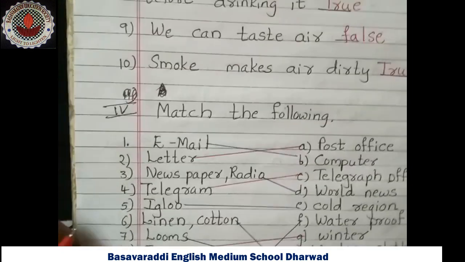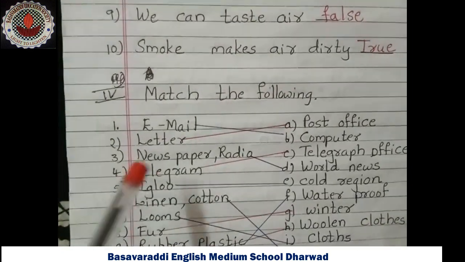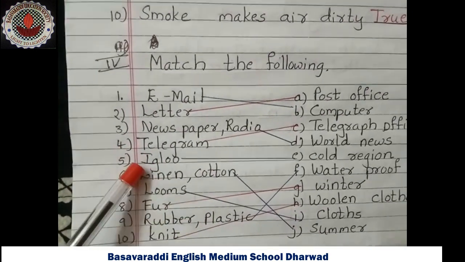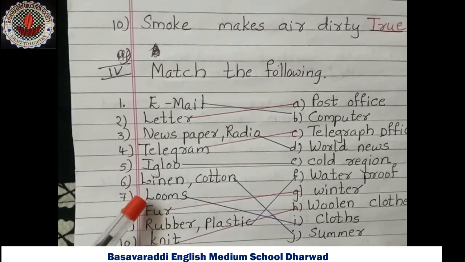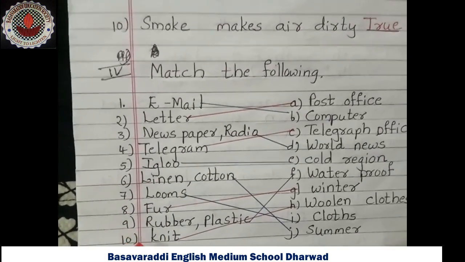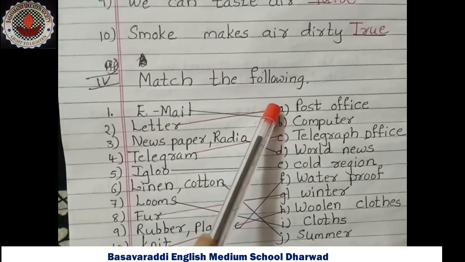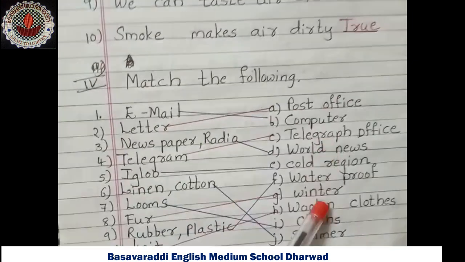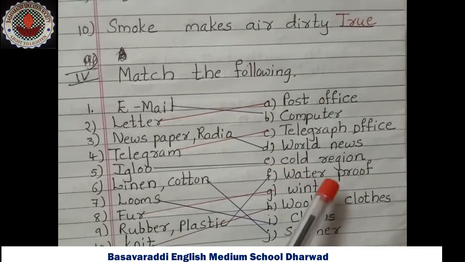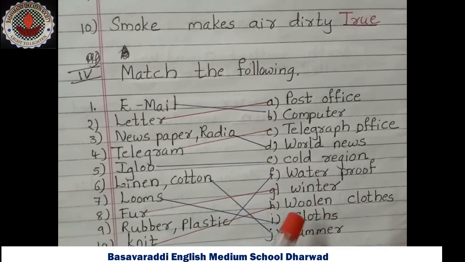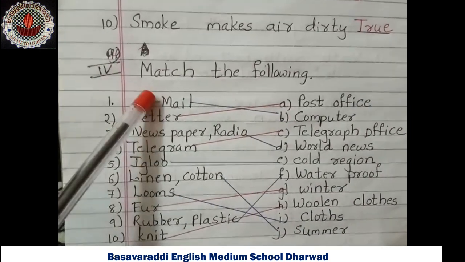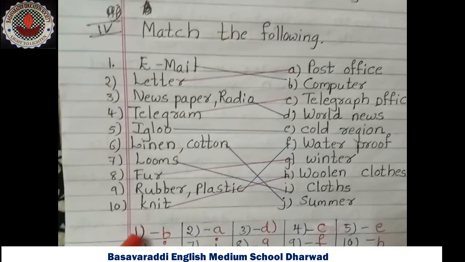Fourth one, match the following. Email, letter, newspaper, radio, telegram, igloo, lean cloth, looms, firm, rubber plastic and knit. Post office, beside, that is this side, computer, telegraph office, world news, cold region, waterproof, winter, woolen cloths and summer. Email, that is a computer, first one is B.